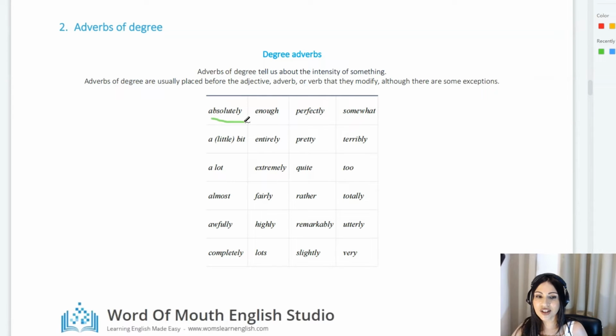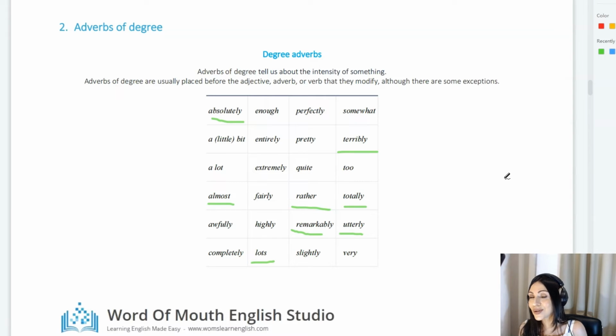So expressions such as absolutely or remarkably, utterly, rather, totally, almost. Some are more formal than others. Some are more usually used in academic writing, whereas others can be used both in speaking and writing semi-formally. Okay, you might have seen lots or lots of, right? So you might have used this before. This is informal. It is colloquial. It is not to be used in formal or academic styles.